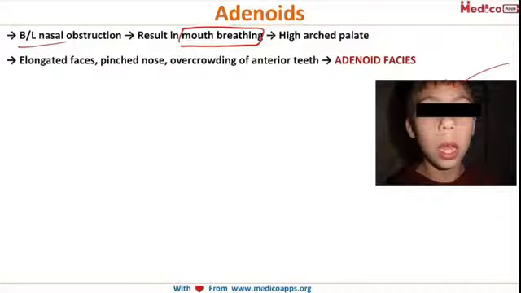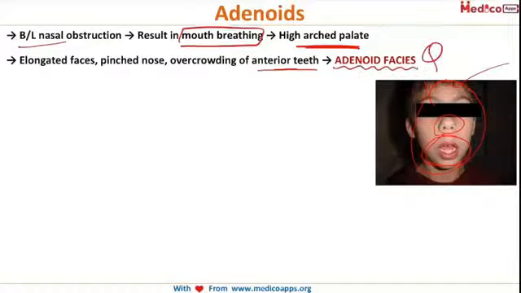You can see over here, this is a patient with adenoiditis presenting with bilateral nasal obstruction, and his mouth is open, indicating mouth breathing, which results in a high arched palate. Typically you can note the patient has an elongated face, pinched nose, and overcrowding of the anterior teeth. Very, very important concept for the exam, the adenoid facies. What you're noting over here can be an IBQ also, an image-based question. So the elongated face, pinched nose, and overcrowding of the anterior teeth all indicate adenoid facies. Please remember these features.